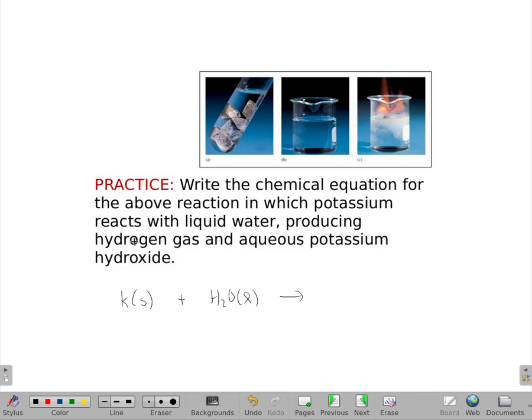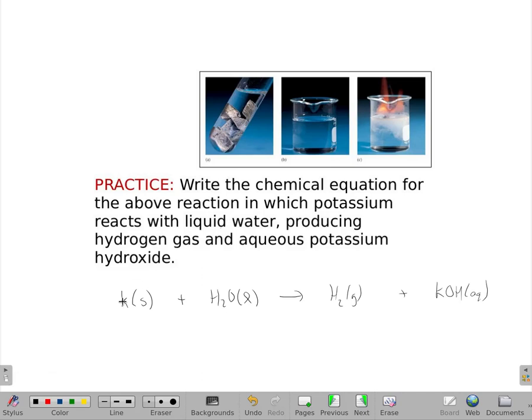to produce hydrogen gas, H2 gas, and potassium hydroxide, KOH, that is aqueous, AQ. So we know our phases because of the clues we gave in the problem. Now we're just doing what we did before, and we're actually making sure everything balances out.